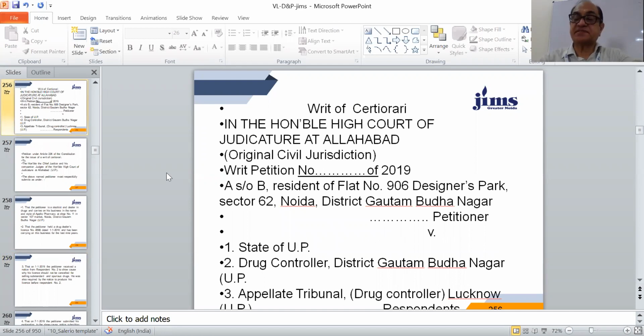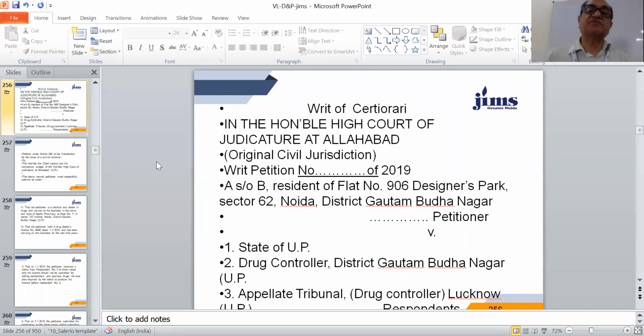Now, dear students, with this background in mind, we will start drafting a writ of certiorari. First of all, you are supposed to select the name of the court. If the matter relates to Noida, then obviously you will file your writ of certiorari in the Allahabad High Court, and if you want to go straight to the Supreme Court, then you will go to the Supreme Court. But since you want to go to the High Court first, you will have to select the name of the court like this.